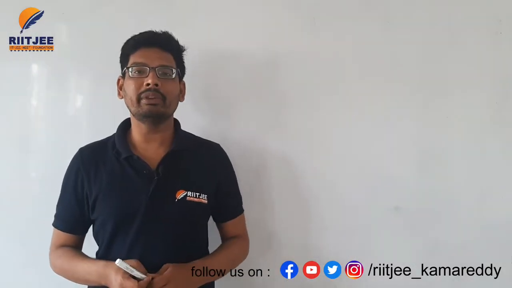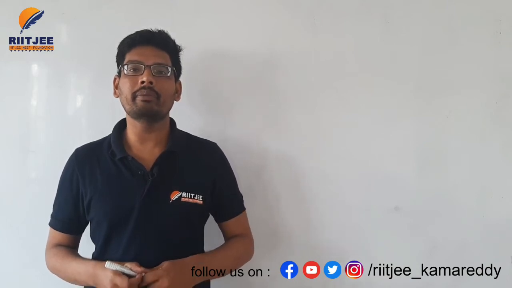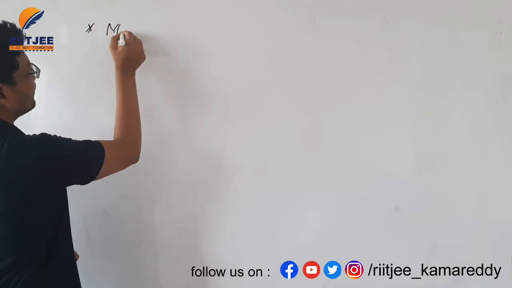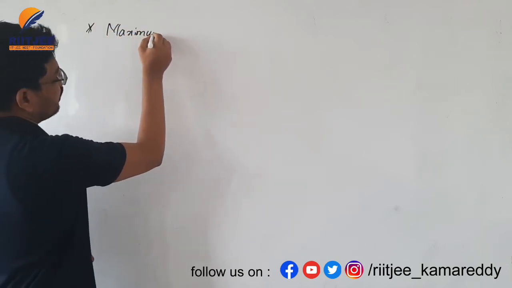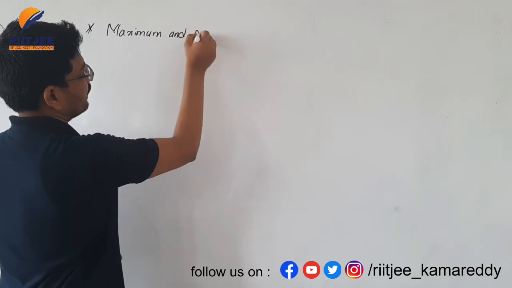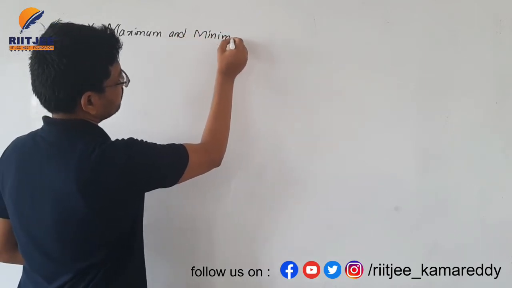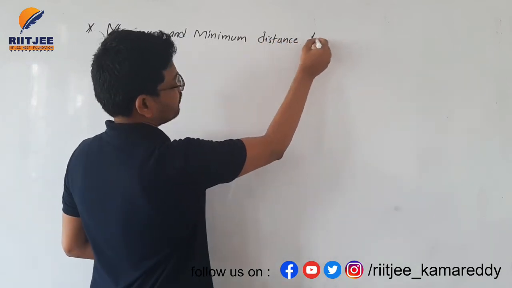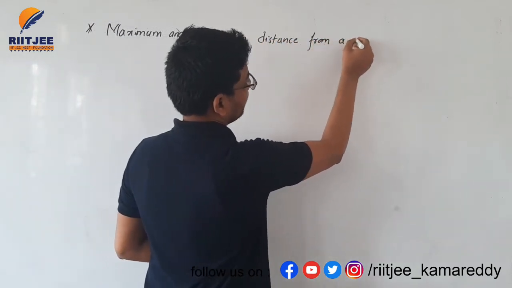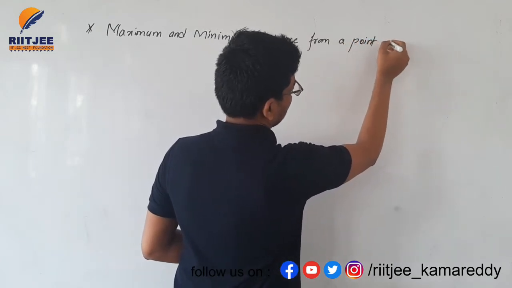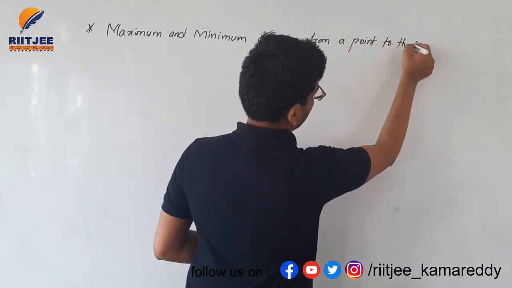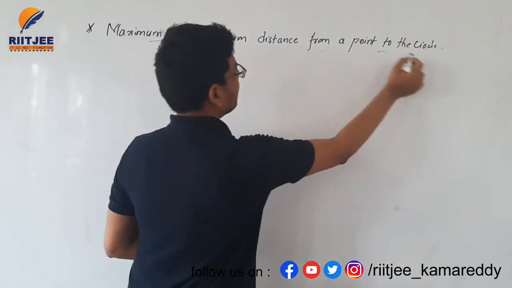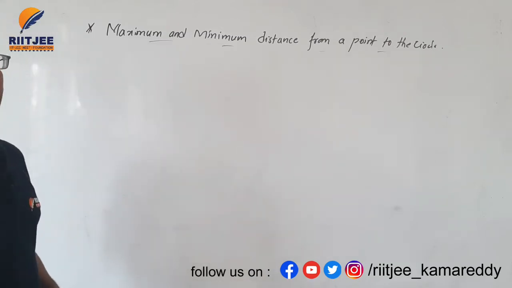Here the next concept is maximum and minimum distance from a point to a circle. The concept is maximum and minimum distance from a point to the circle. Here, maximum and minimum distance from a point to a circle.